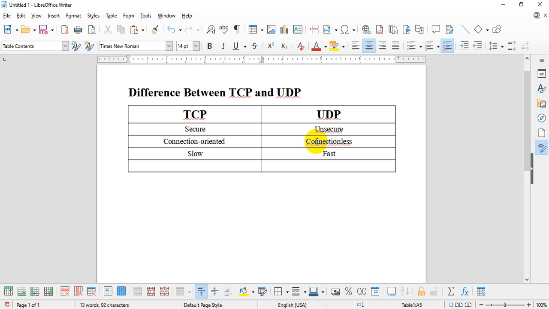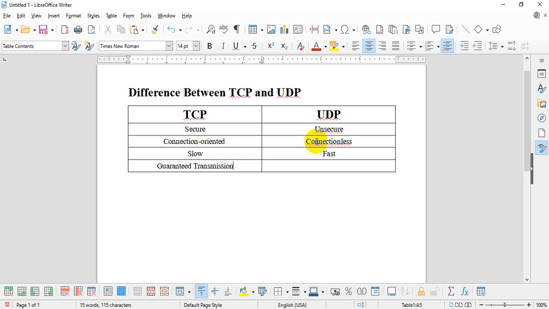And TCP is slow, as it establishes the connection before transferring any packet or files between the sender and receiver. So it guarantees the transmission of any packet between the sender and receiver. It guarantees the transmission.